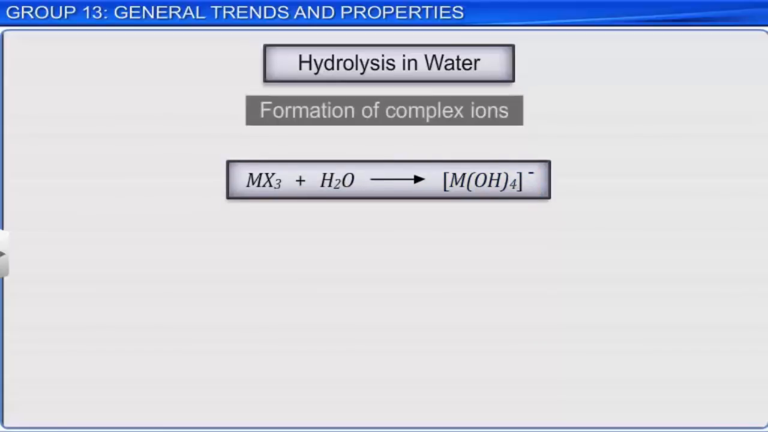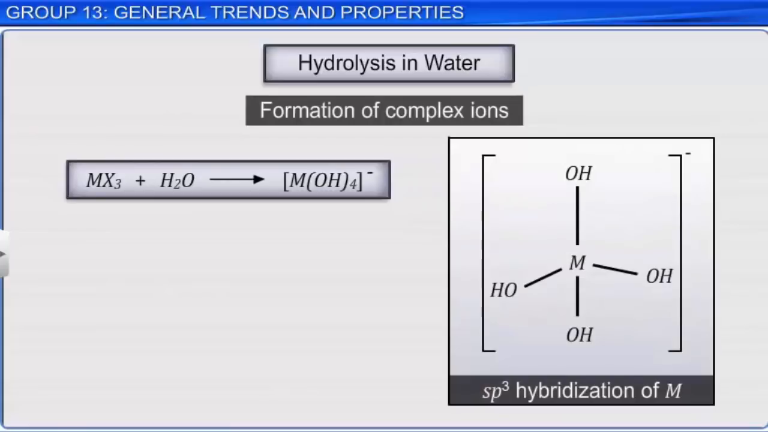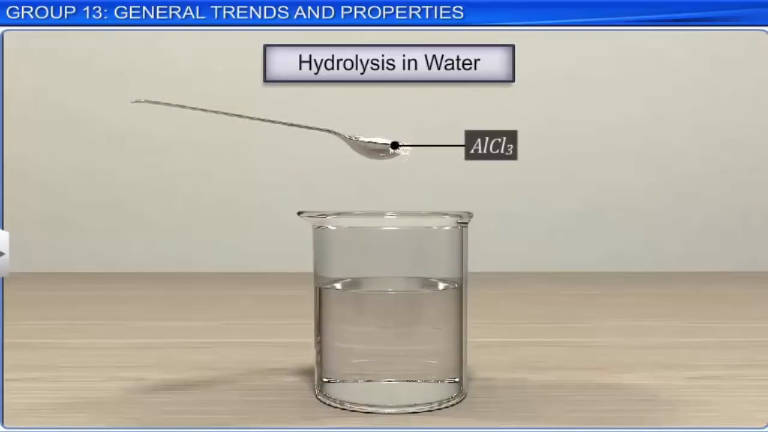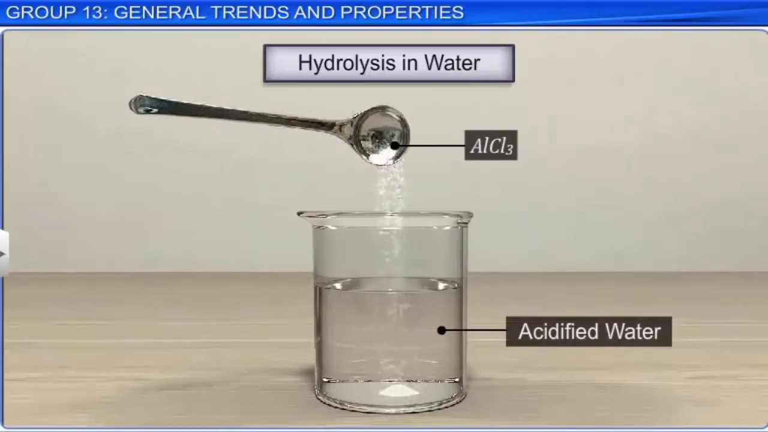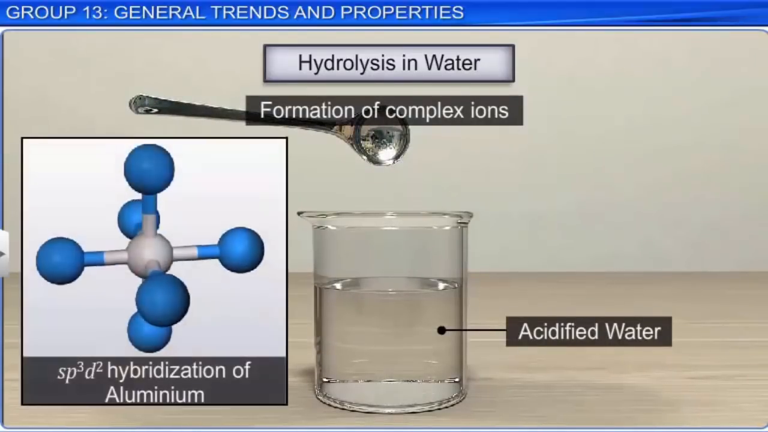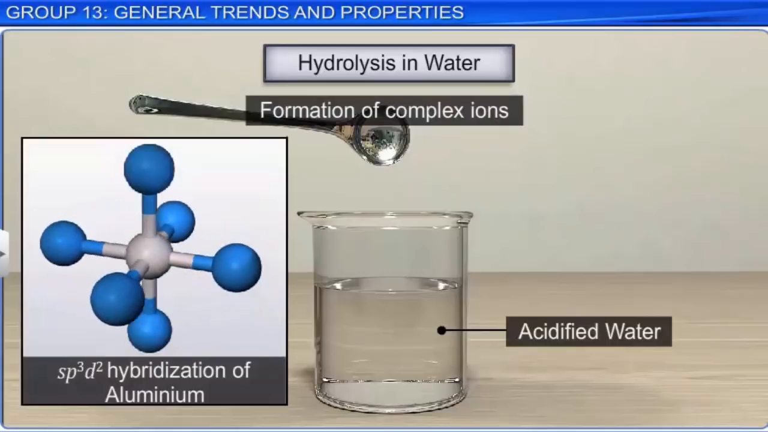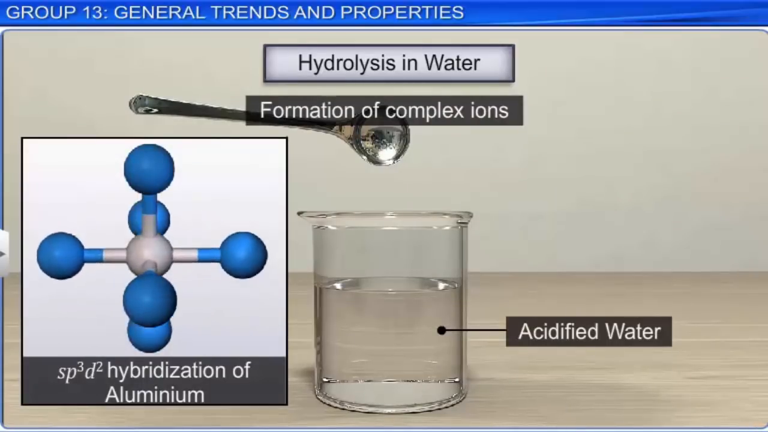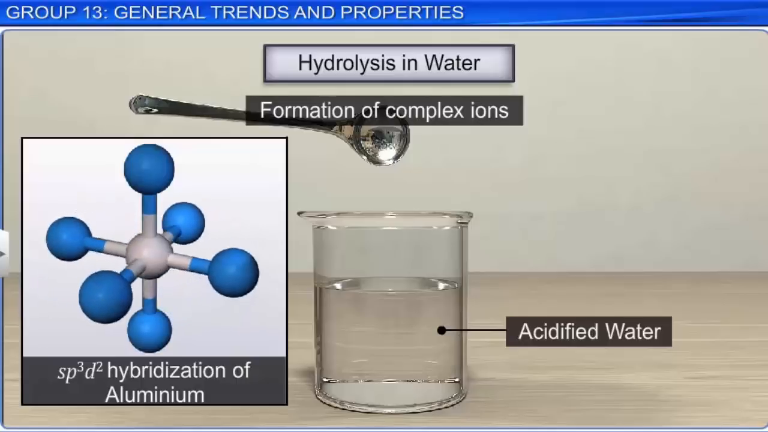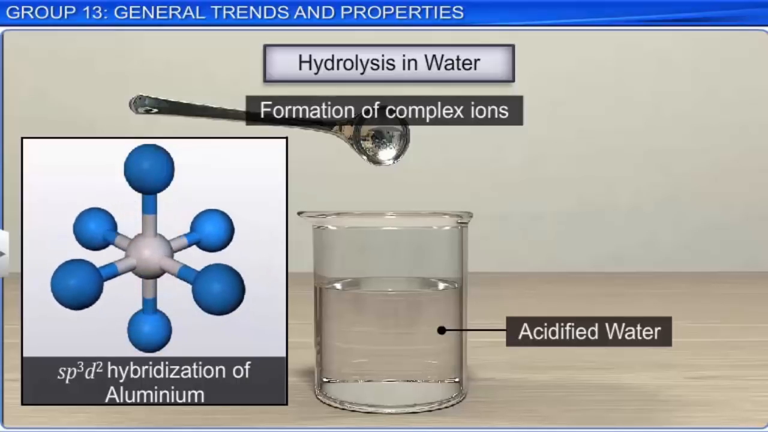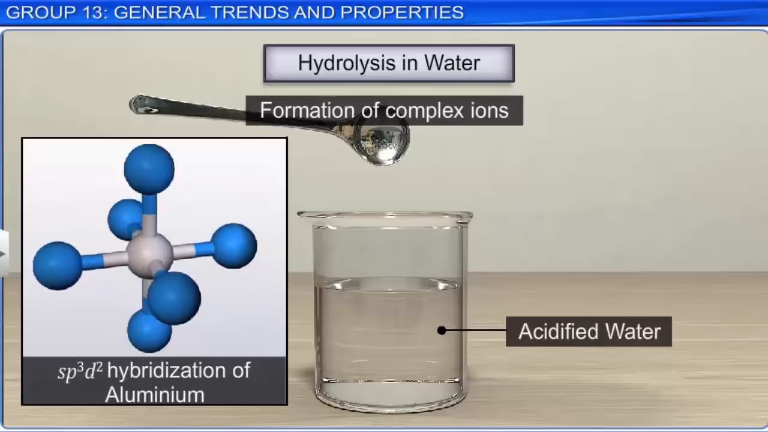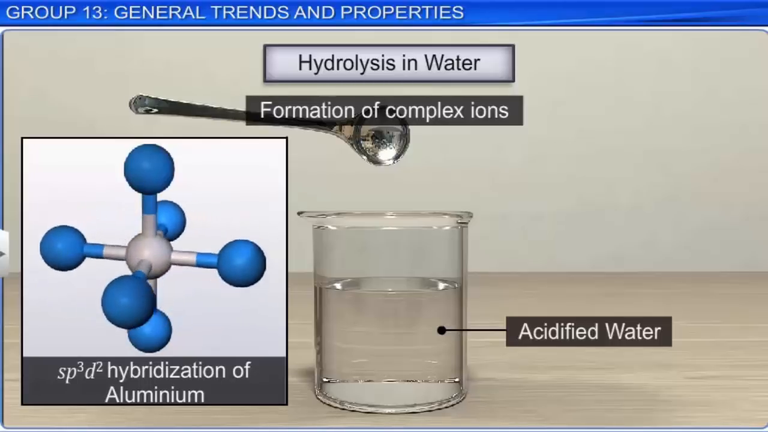Trichlorides in water form complex ions with 4 hydroxides around the central metal. In these ions, the metal exhibits tetrahedral geometry and sp3 hybridization. When aluminium chloride is placed in acidified water, complex ions form in which 6 water molecules surround the aluminium. These complex ions have an octahedral geometry. The aluminium is sp3d2 hybridized in these complex ions.